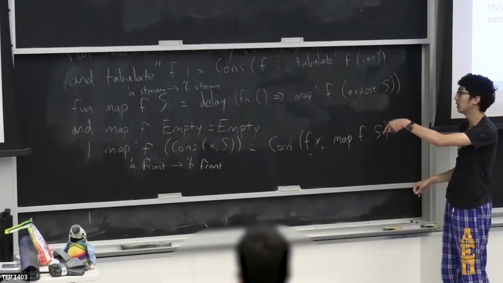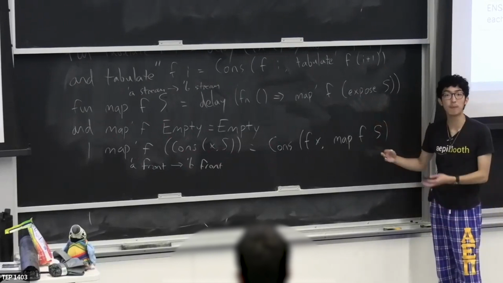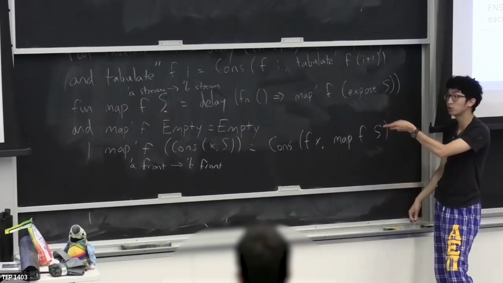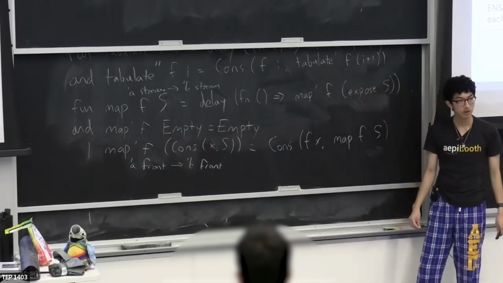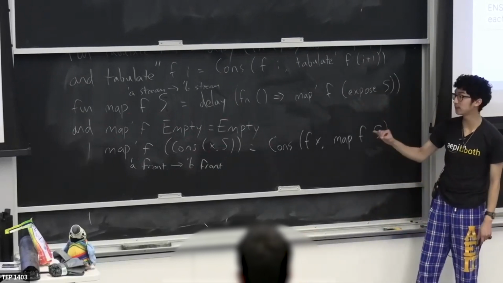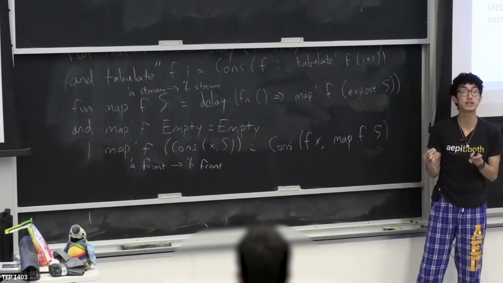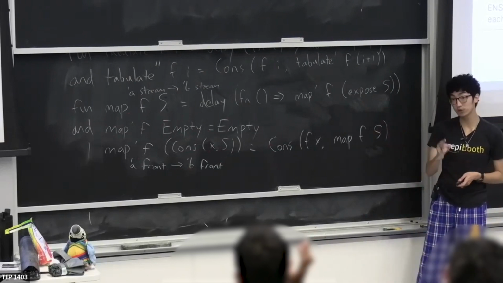I just do the empty and cons thing, but I have to map the stream. How do I map the stream? Oh, I happen to have a function which already maps streams. Okay. You can inline this, but I think this is a useful conceptual separation. I think this makes it a lot easier to write these functions. One function for streams, one for fronts.